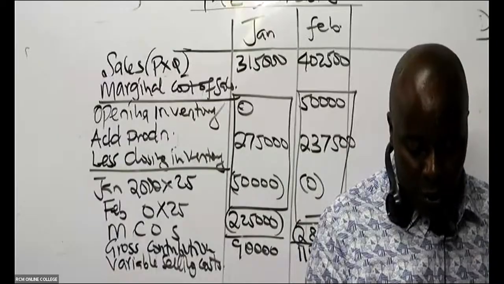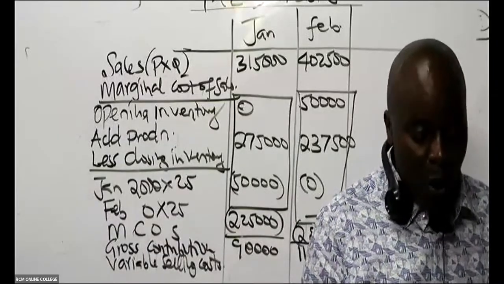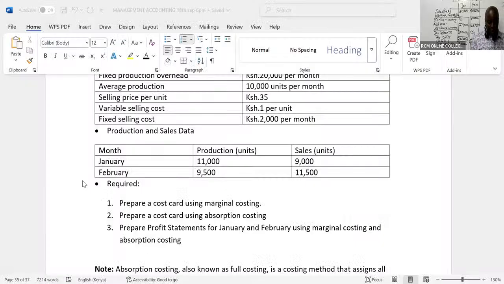Today, John Bosco, I can't see you talking at all. It's 1 shilling, isn't it? 1 shilling per unit sold. So meaning that if it's January, to get the total, I'll take 1 times 9,000, because in January we sold 9,000, isn't it? All selling expenses are normally multiplied with the units sold. So we have here, is it 9,000?